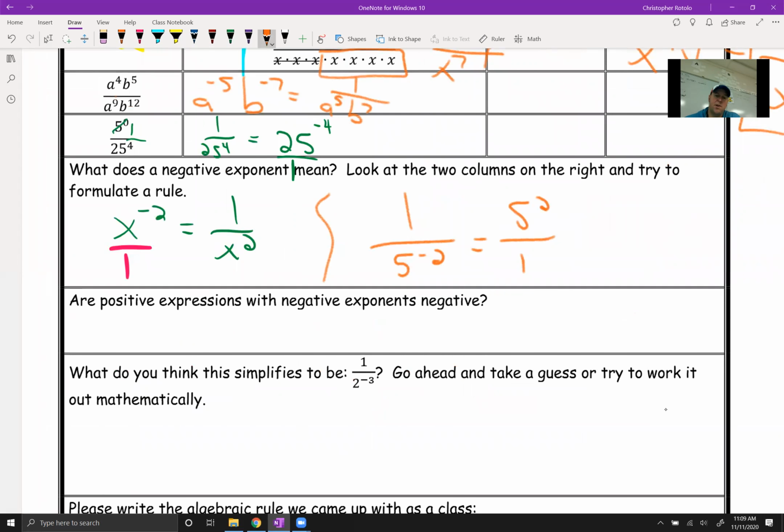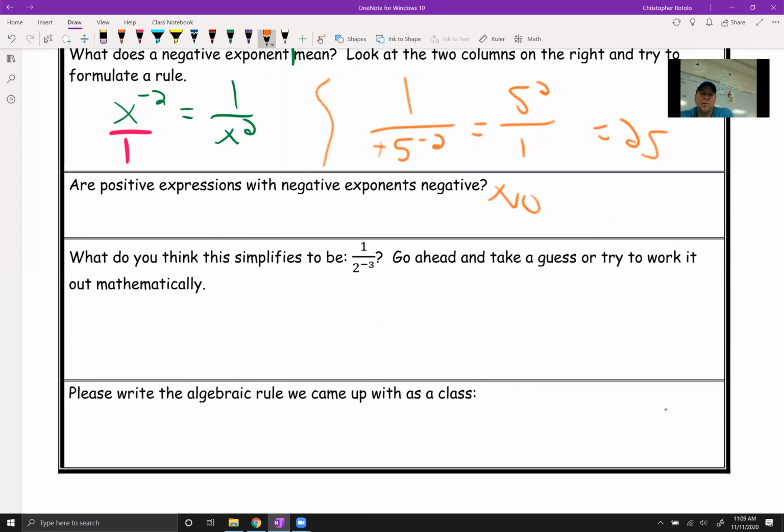Are positive expressions with negative exponents negative? That's what we had here with the 5. The 5 is positive and has a negative exponent. Does this become negative? No way. It has to do with the location in the fraction. It has nothing to do with whether it's going to be positive or negative.